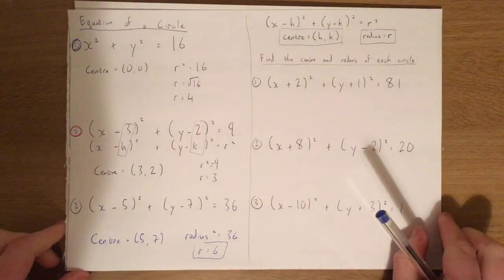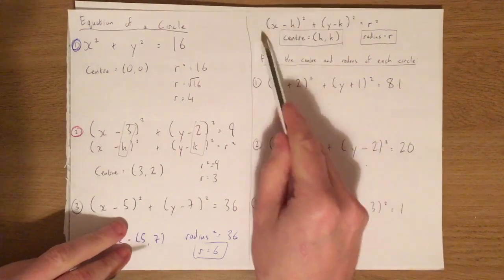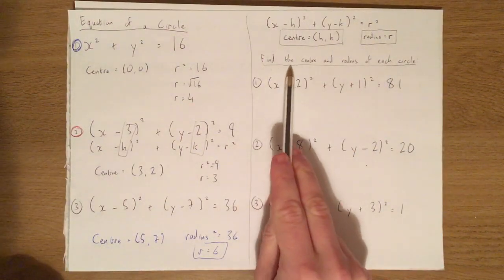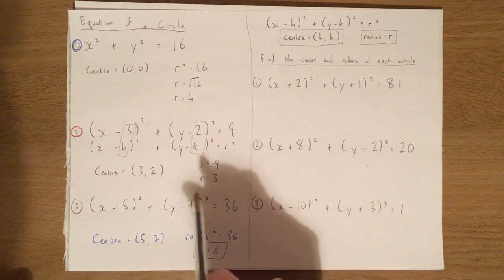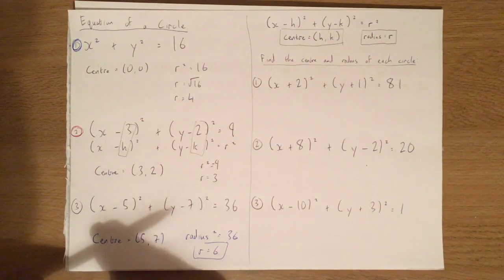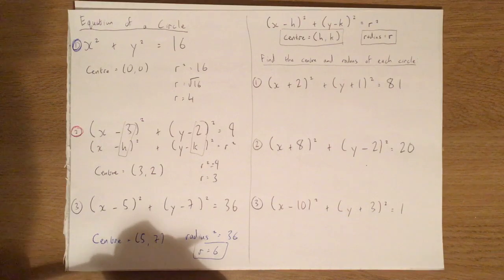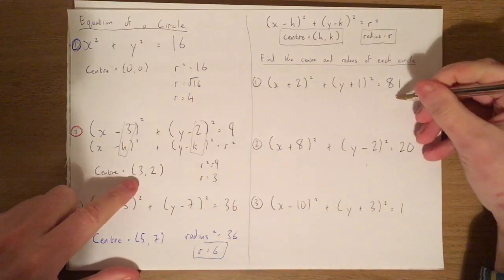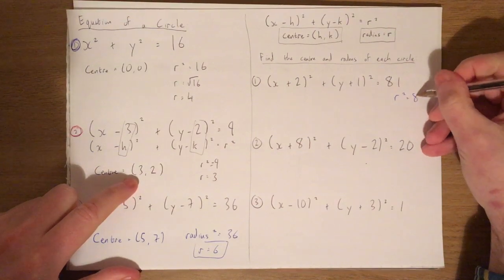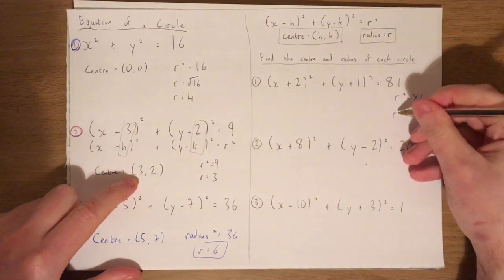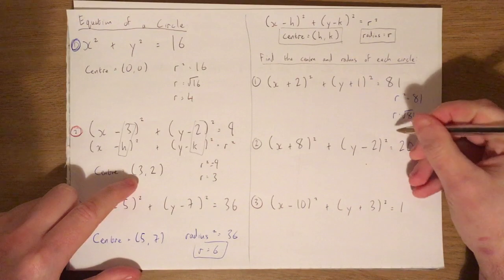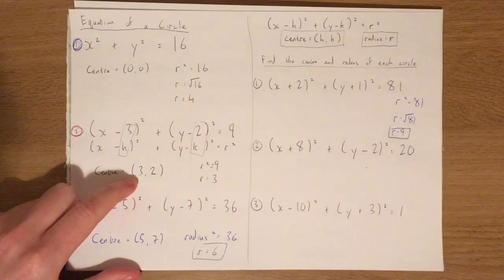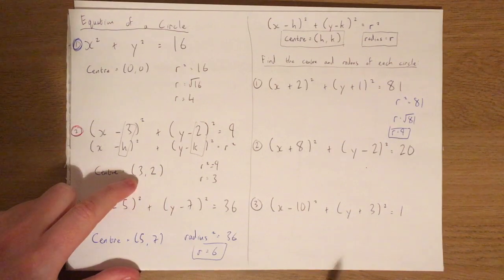All right, so this is just what's in the log tables written out again. So find the center and radius of each circle. So x plus 2 squared plus y plus 1 squared equals 81. Well, the radius, the r squared, is 81. So the r is the square root of 81, which is 9. So no different than the 0, 0 circles we've looked at already.